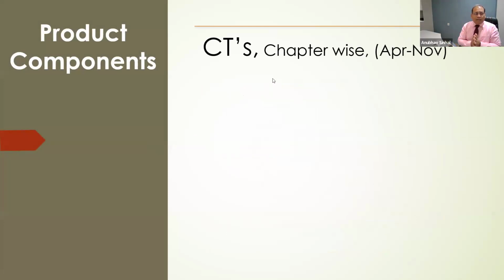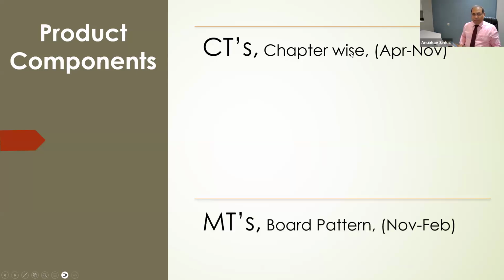So the first component is chapter-wise tests. When do these chapter-wise tests happen? They happen from April to November. Hold on, ये कैसे होते हैं वो सब आ रहा है एक-एक करके. Allow me to speak one by one. So chapter wise tests are happening from April to November. They are codified into subject-wise, topic-wise.